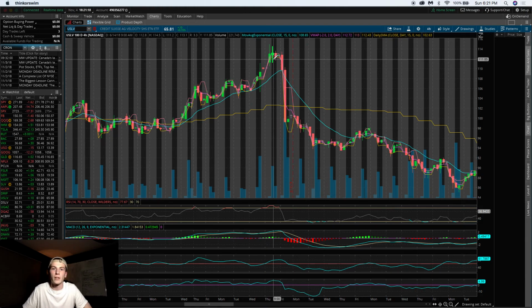Because if it's uptrending, and the stock can sell off but bounce off of the EMA and continue to uptrend, then that's a good sign that it's definitely an uptrending stock. And you can see that when you look at the EMA.